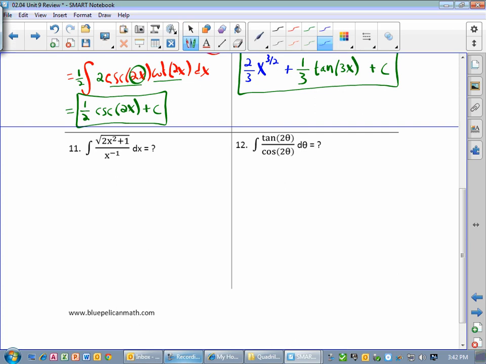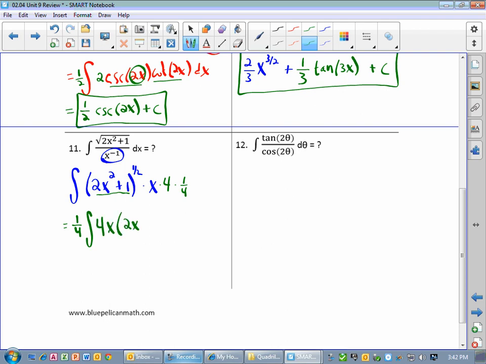The next problem at first looks a little tricky, so we just got to start off by doing what we know, which is rewriting it as a fractional exponent. And we have x in the denominator with a negative exponent, which is the same as times x. Now notice that the derivative of this inside would be 4x. Well, we're almost at 4x. We need to multiply by 4 and by 1/4. And so we can rewrite this as 1/4 times the integral of 4x times 2x squared plus 1 to the 1/2.